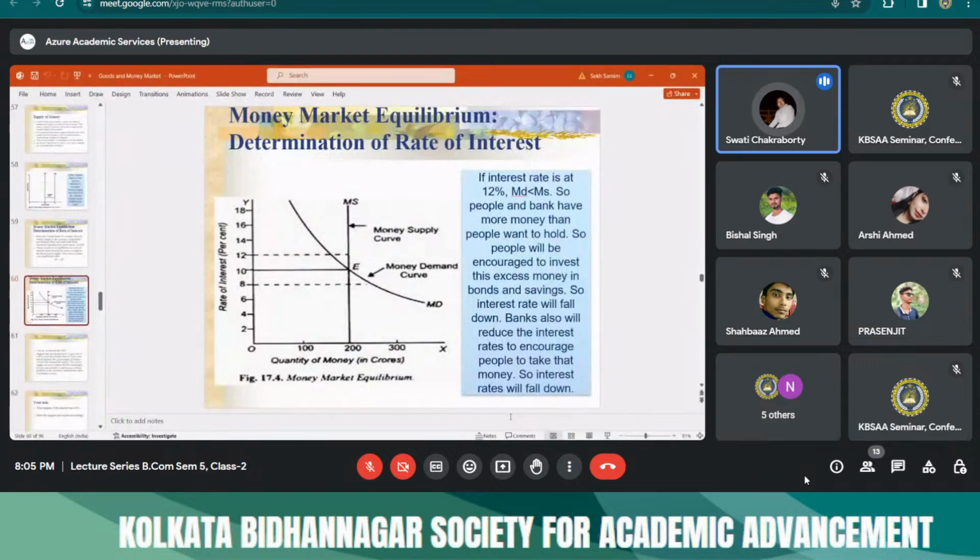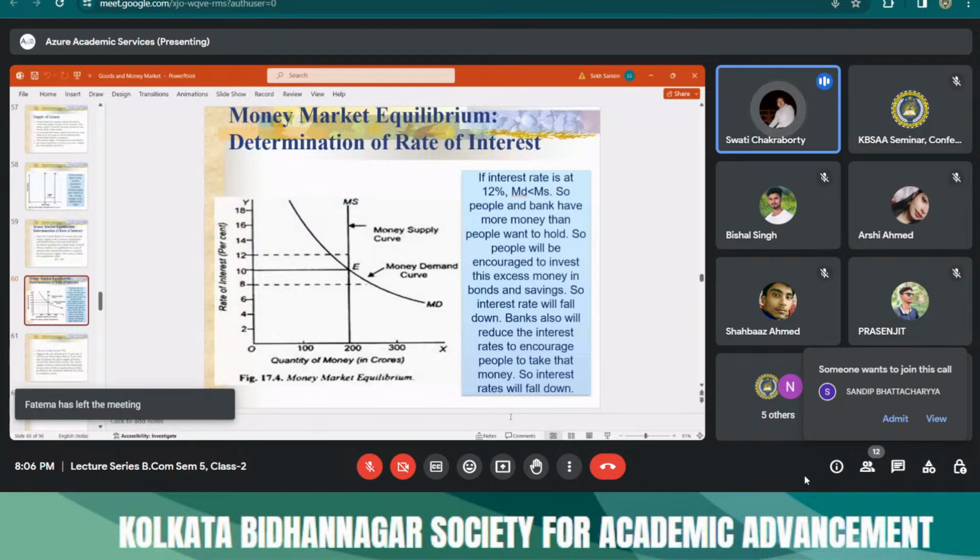Okay. So if you see this, this is where we see point E. That is the equilibrium condition: money supply equal to money demand, right? Now at a rate of interest which is 10%. So what happens? Suppose the rate of interest is 12%, then what will happen? We see at that point that there is an excess supply of money.